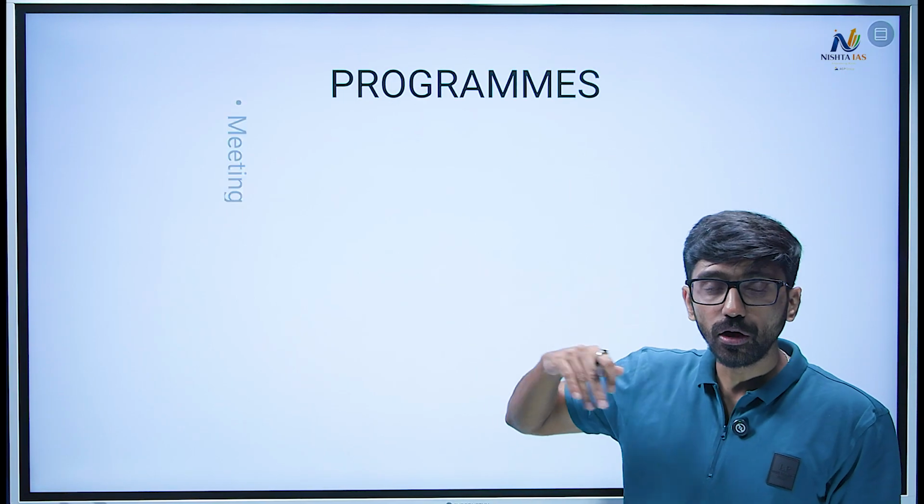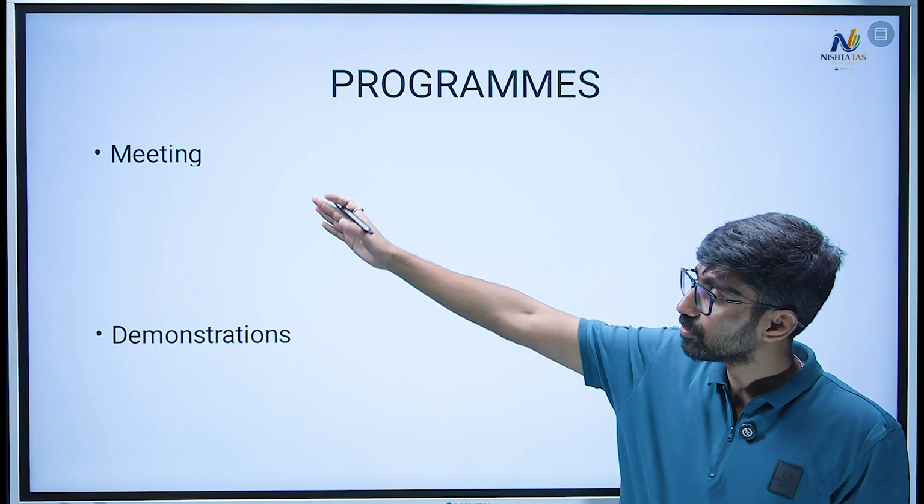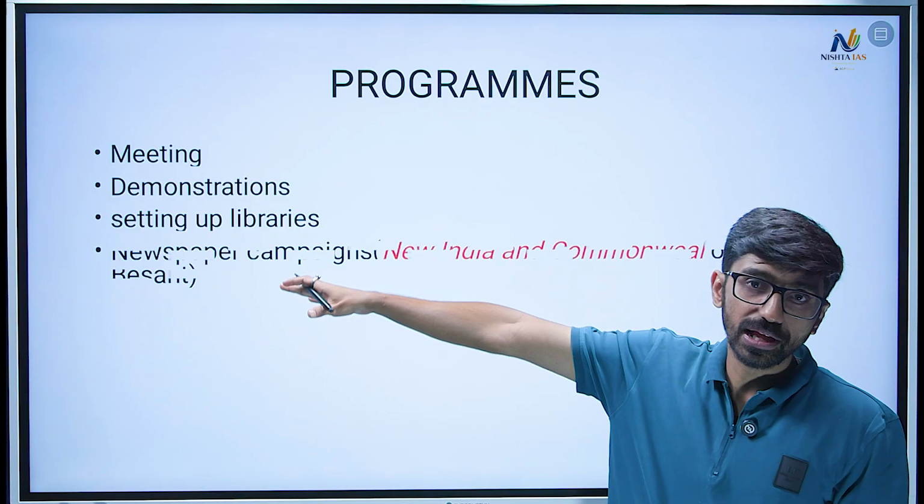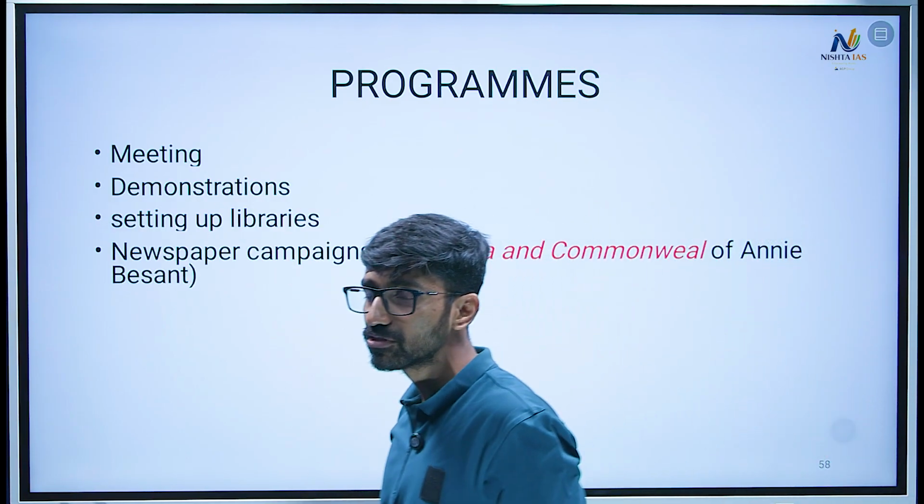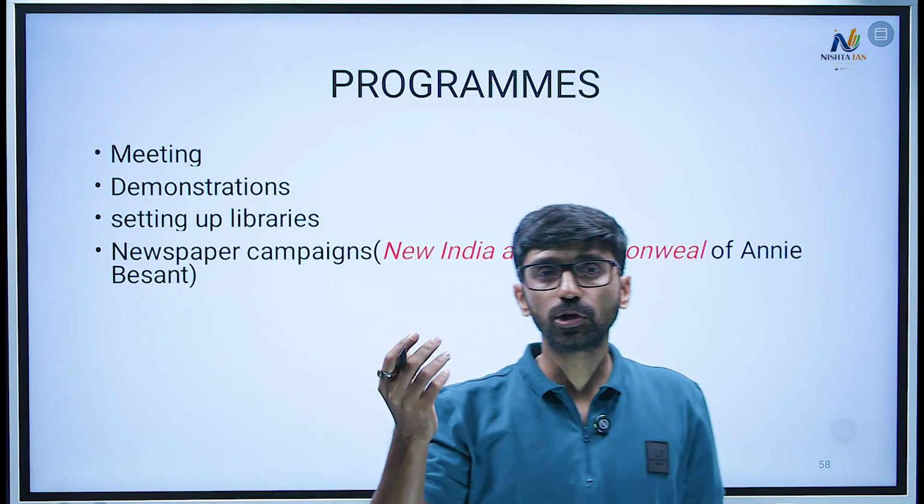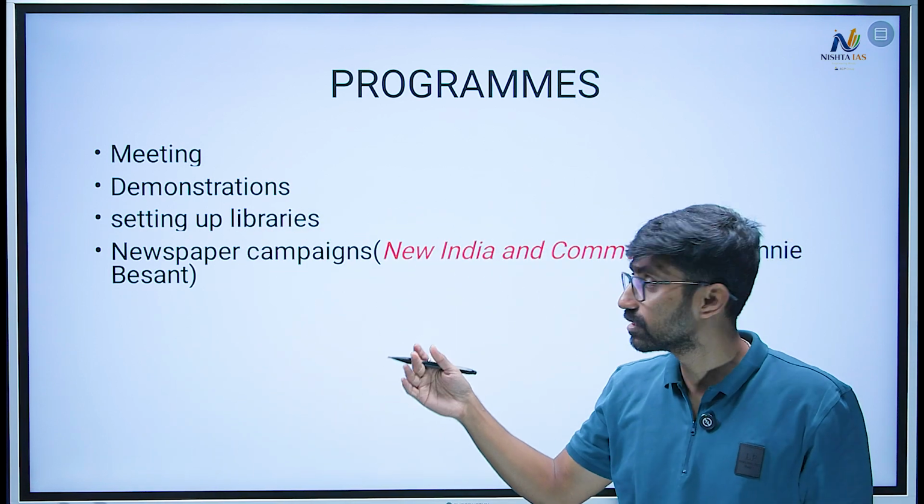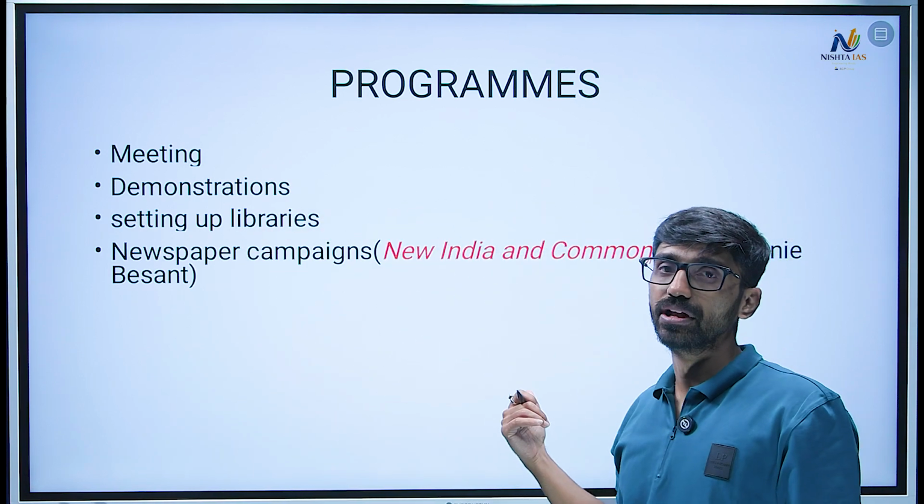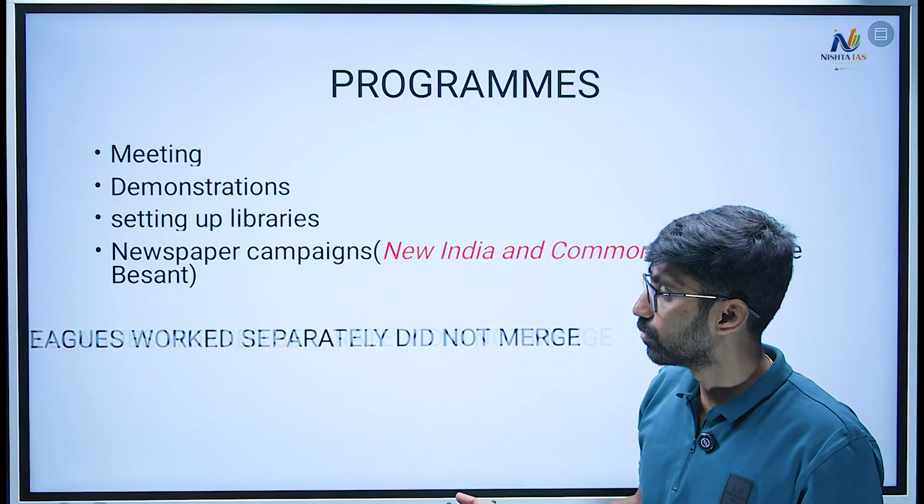Now, what are the programs? How to demand? What is the way to fight? Of course, meetings, demonstrations, setting up libraries to inculcate reading habits. Then again, newspaper campaigns. Particularly two newspapers from the Annie Besant faction played a role: New India as well as Commonweal. So newspaper campaigns we can talk about.